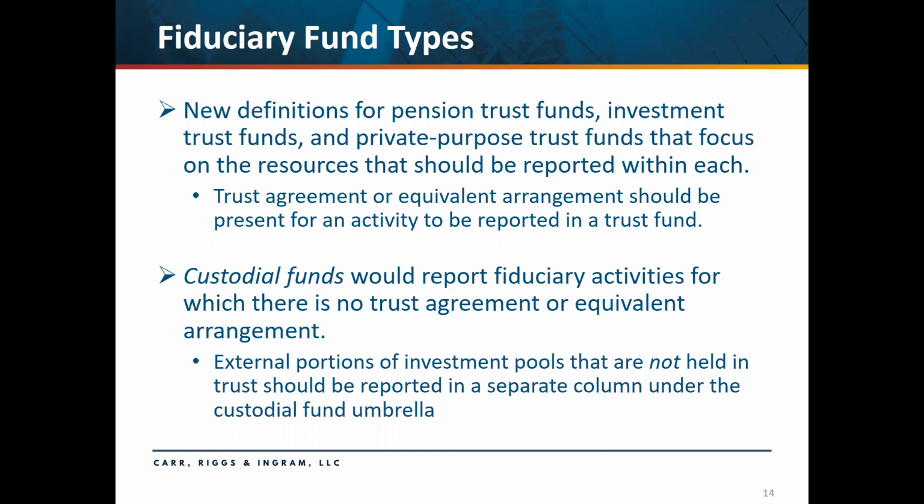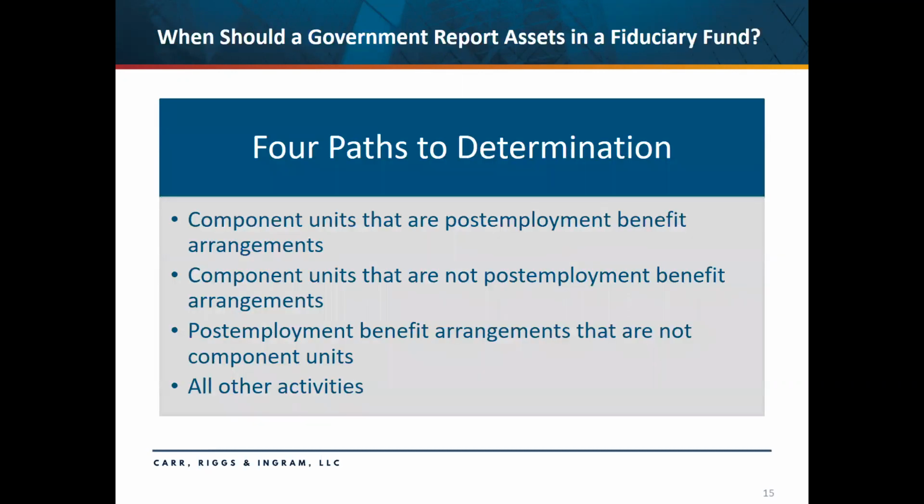And so we're going to jump in and look at the 4 paths to the determination. The first 3, okay, component units are 1 and 2. So component units that are post-employment benefits, component units that are not post-employment benefits, that's path 1 and 2. Path 3 is a post-employment benefit that's not a component unit, and path 4 is other, right? So what we're going to primarily focus on is path 4 as it relates to custodial funds.